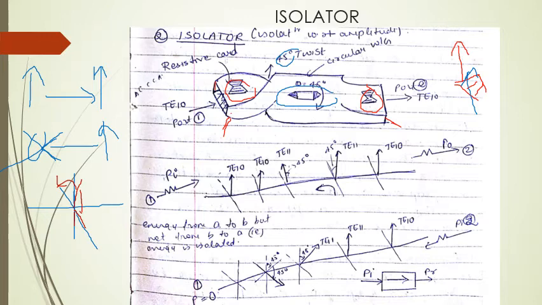Let's do it together. First, the wave will propagate from here like this. I am making it again for you. TE10. What is here over here? Resistive card. What does resistive card do? If parallel, absorb. If perpendicular, allowed to pass through. I hope you understand. This is in a direction perpendicular, so the electric field will be allowed to pass through.